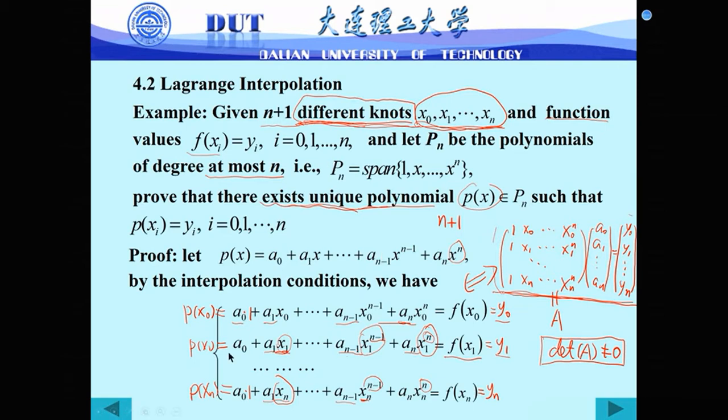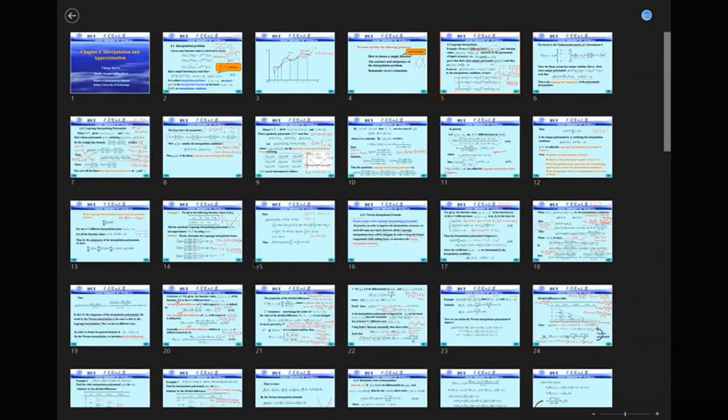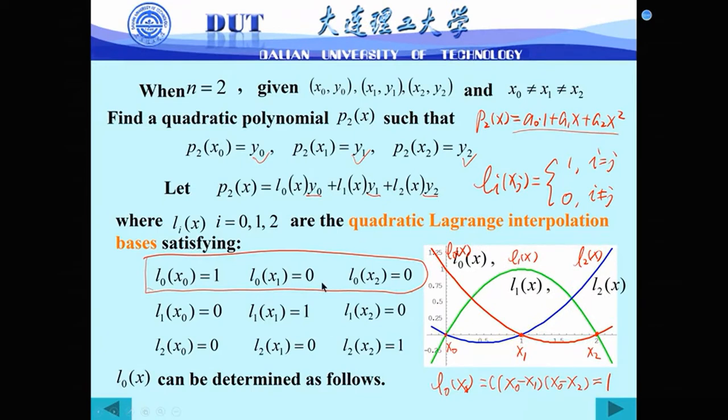And of course, now we already know we have two methods to construct or obtain this polynomial. The first method is Lagrange interpolation, right? Here I use this figure to show you. For example, we are given 3 data points, (x0, y0), (x1, y1), and (x2, y2). We need to find a quadratic polynomial, P2(x).